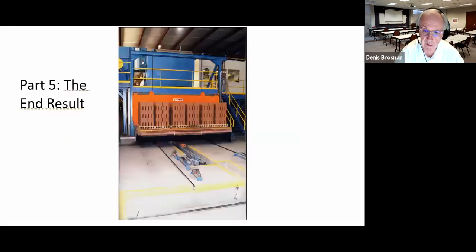Well, here's part 5, the end result. So there's the exit of the tumble kiln, making bricks, and they're looking pretty nice. They're stacked up there along the kiln car, and so we made a pretty high volume as the bricks exit the kiln before the kiln door closes.